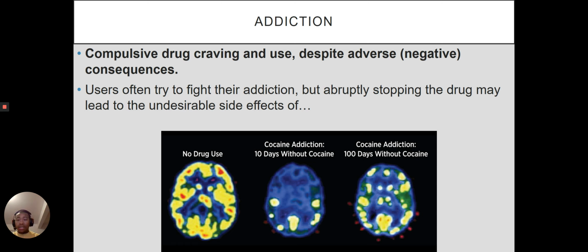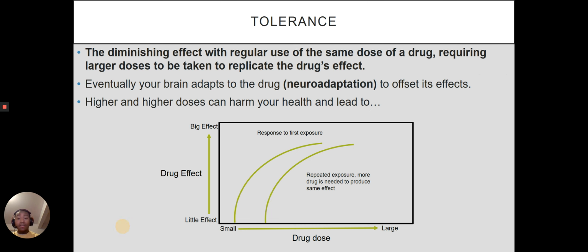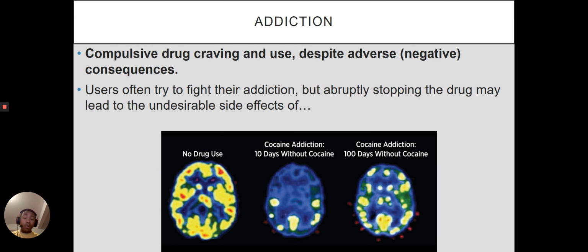Addiction is a compulsive drug craving and use despite adverse consequences. So the person knows that negative consequences come. However, because of tolerance, because of that need to get back to that same effect, they have to drink more. And that leads to addiction. We can see that users often try to fight their addiction, but they have trouble stopping.